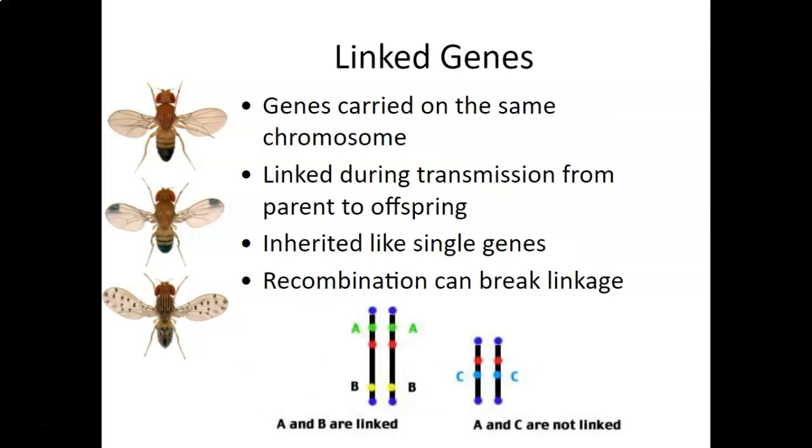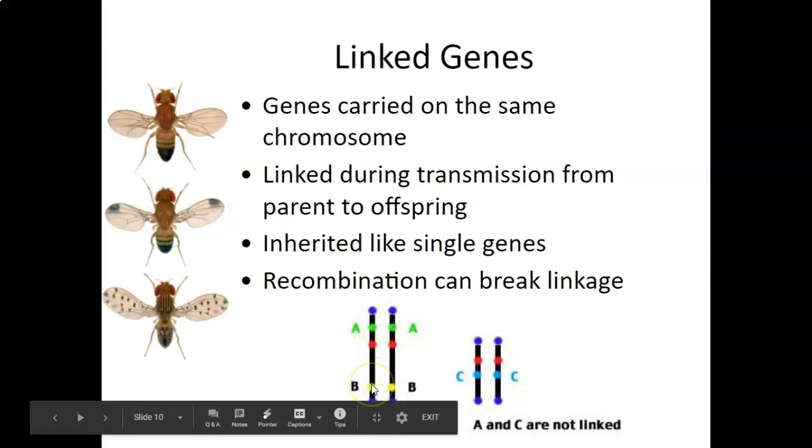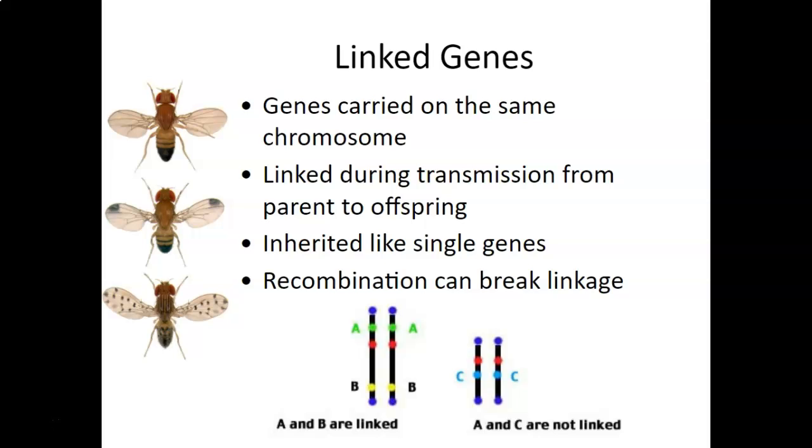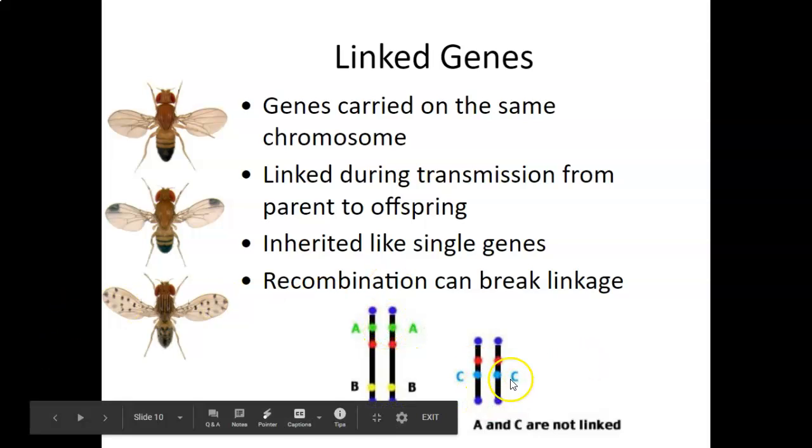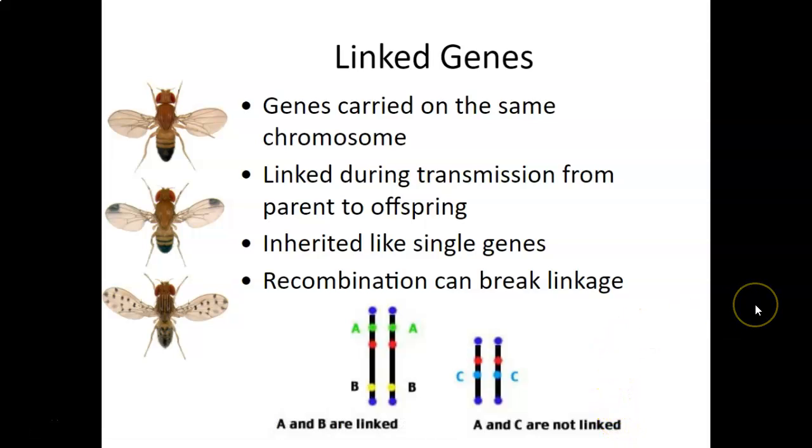And so this idea of linked genes: the genes are carried on the same chromosome, and they're linked from parent to offspring. So they're inherited like single genes, right? They're inherited together. In this case, looking at the bottom picture here, A and B are linked, so they would get inherited together, right? But A is up here and C is way over here, and they're not linked, so they would be independently inherited. Because A and B are so close, they would get inherited together because they're linked. But A and C are not on the same chromosome, so they're going to be inherited separately.